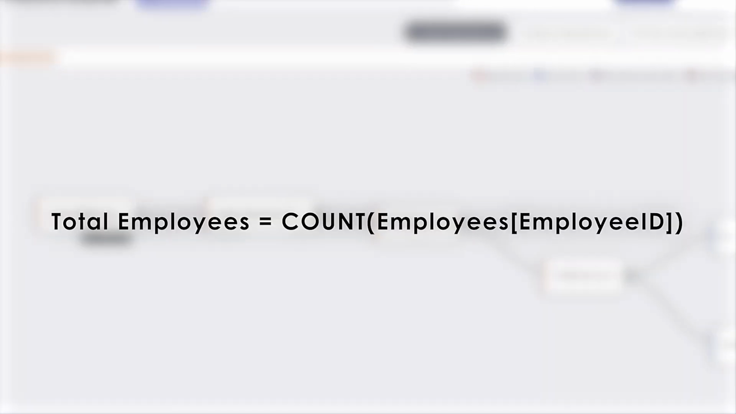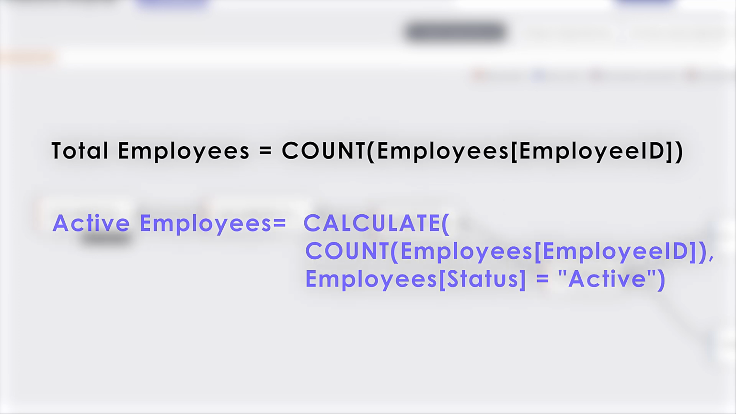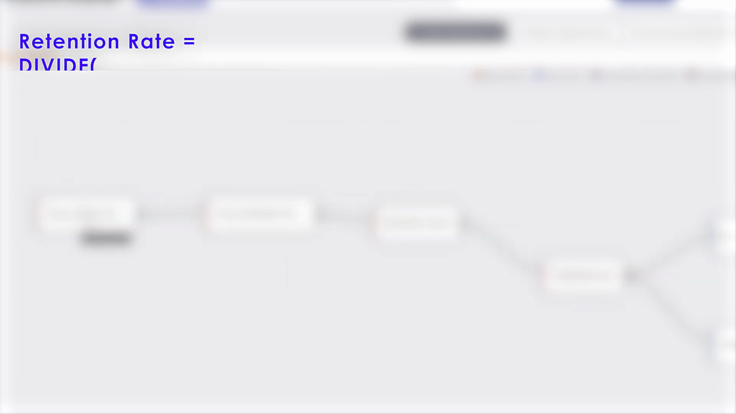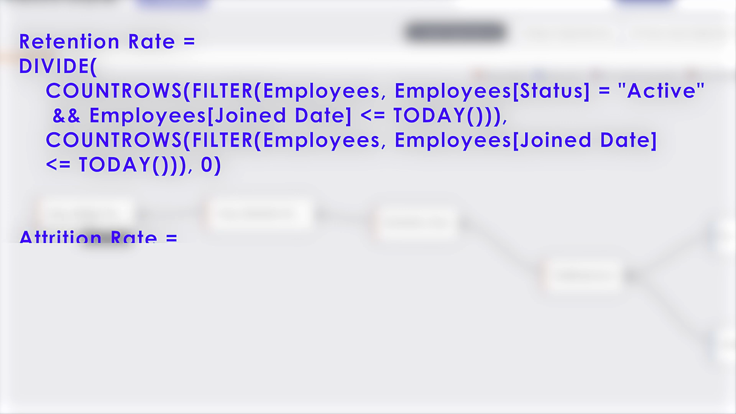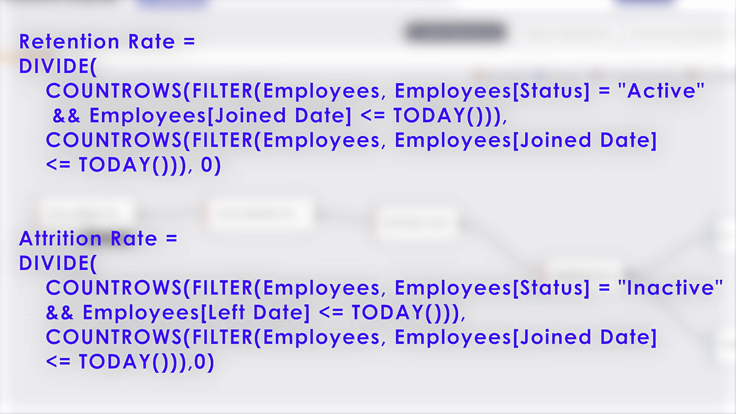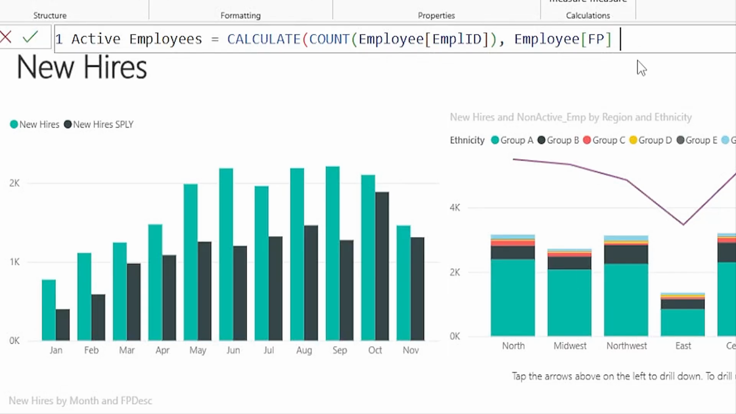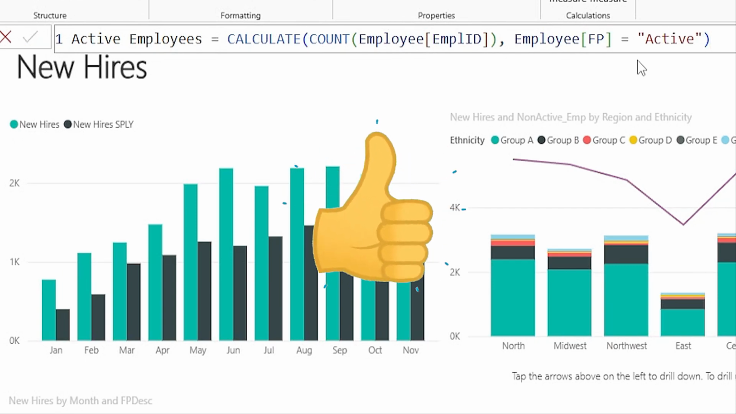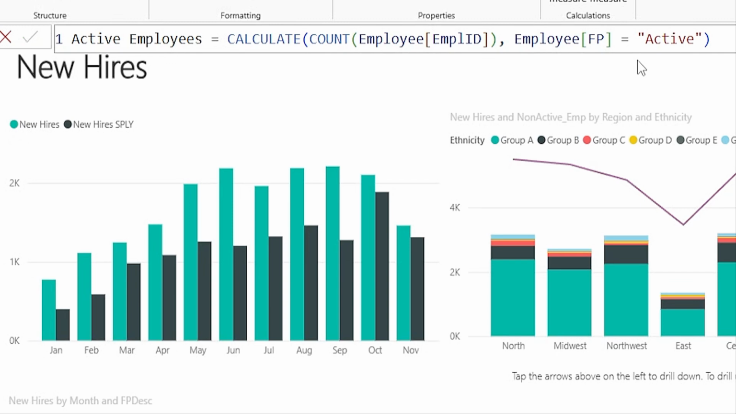Here's what I'll do. Instead of modifying total employees, I'll create a new measure for active employees. I'll review the retention rate and attrition rate measures to see if they need updating. After testing, I'll safely integrate the new measure into the report without breaking anything. And just like that, I saved myself from hours of troubleshooting.